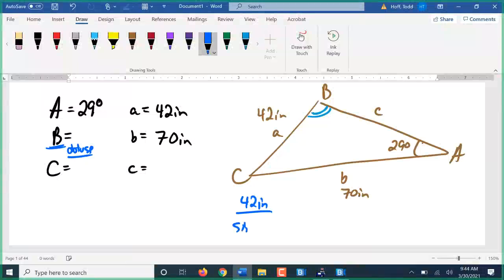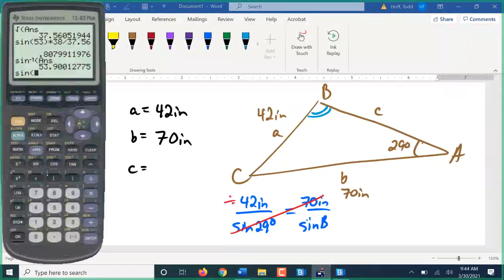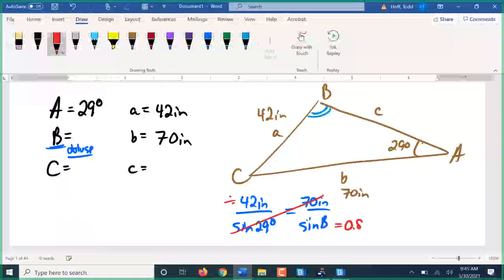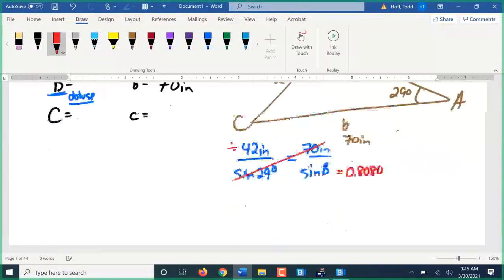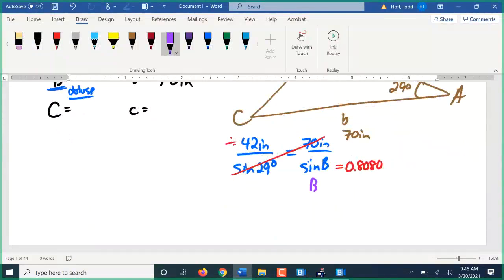42 inches over the sine of 29 degrees, that's side A over angle A, equals 70 inches over the sine of B. And we're going to cross multiply and divide. Sine of 29, make sure you close that parentheses, times 70 divided by 42 gives us 0.8080 as the sine of angle B. And then we will do the inverse sine of that to get one of our possible angles for angle B.